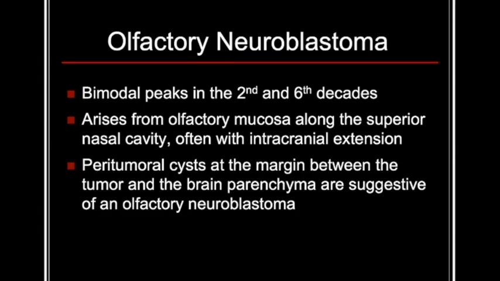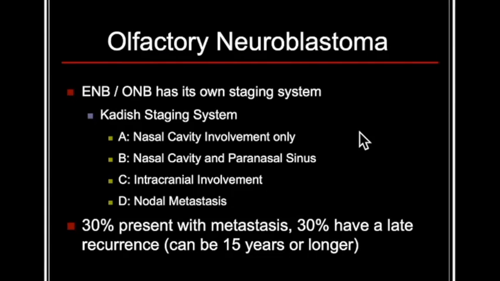Olfactory neuroblastoma, this is the classic high anterior nasal cavity mass. It has bimodal peaks in the second and sixth decade. It arises from the olfactory mucosa along the superior nasal cavity, often has intracranial extension, and peritumoral cysts are the classic thing that you would find between the brain parenchyma and the mass. It has its own staging system, the Kadish staging system, and 30% have metastasis.